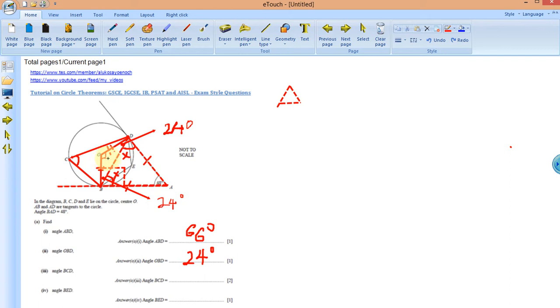Let's tag this angle Y. So Y plus 24 plus 24 equals 180. That is angle sum in a triangle, 180. And what triangle am I referring to here? This triangle is triangle BOD. So in triangle BOD, Y will give me 180 minus 48.